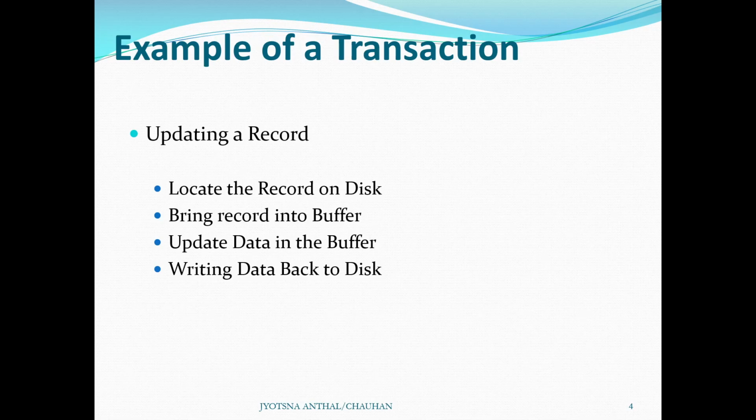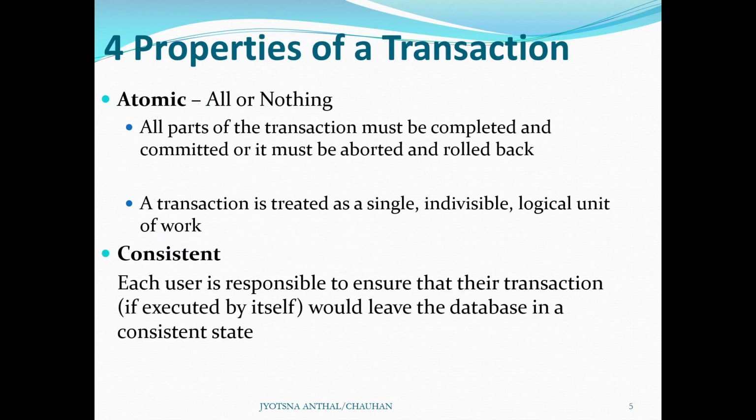So there are some examples of transactions, like updating a record. When we have to update the record, we first have to ensure the record is located on the disk. Then we bring the record into the buffer, update the data in the buffer, and write the data back to the disk. So all these are small transactions which are combined together in a particular series to make one transaction.